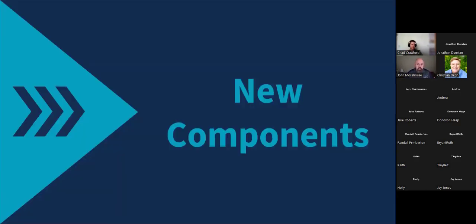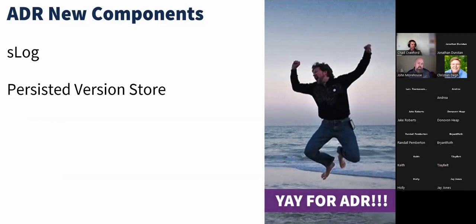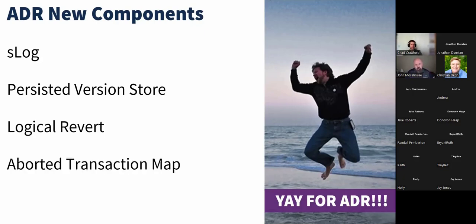So we got some new components with ADR, and a couple of them are really cool. Some of them we can see, some of them we can't. First up, we have the slog. This is a new in-memory component that SQL Server uses to help facilitate this new feature. There's a new persisted version store. There's a logical revert, and the logical revert is kind of where all the magic happens, at least that's the starting point of all the magic. We have an aborted transaction map, and we have a new cleaner. We'll go through all of these components.